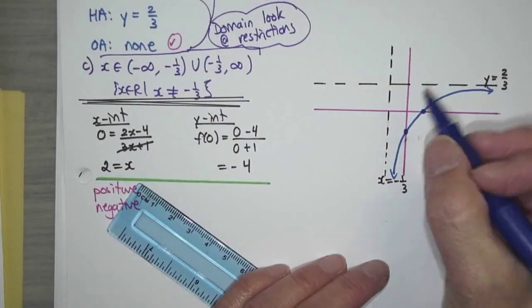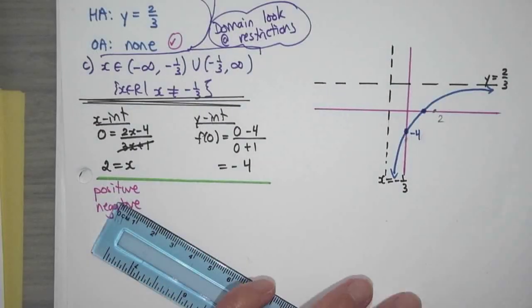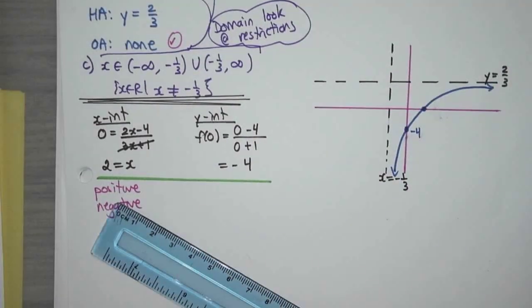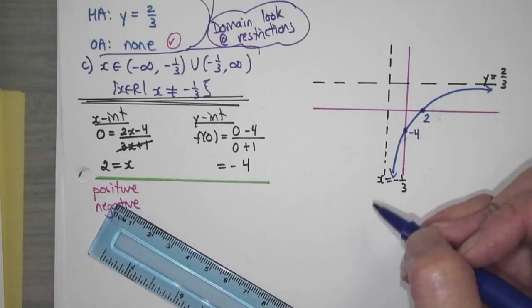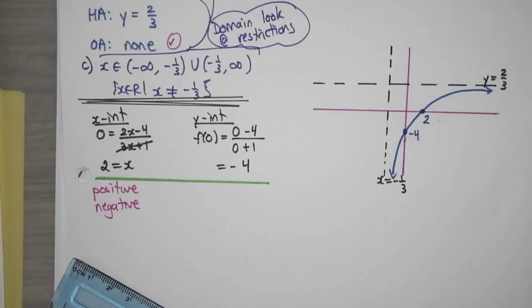So I'll put -4. And this one here, I'll put 2. Okay. Don't add any extra curves, wiggles, any points of inflection, stuff like that. So you want it to be a smooth curve there. Okay, there's nothing else that can happen.